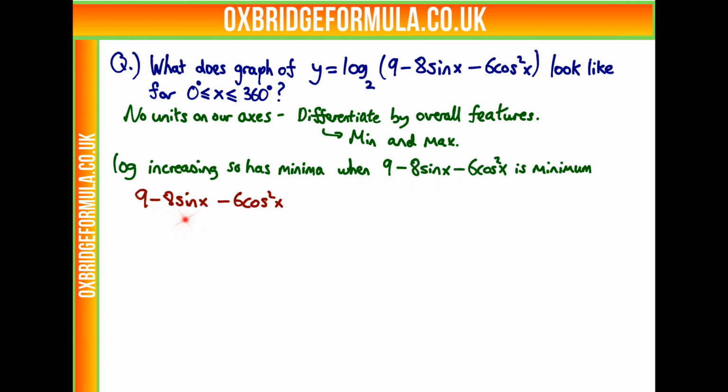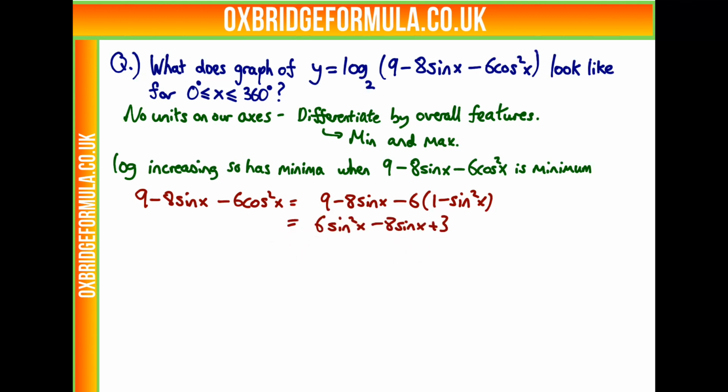Well, this is a function of sine and cos, so it's going to be harder to deal with. We ideally want it all in terms of just sines or just cos. But how might we change this? Well, we can use the identity cos squared x equals 1 minus sine squared x, which gives us that this is equal to 9 minus 8 sine x minus 6 lots of 1 minus sine squared x. Simplifying that gives us this.